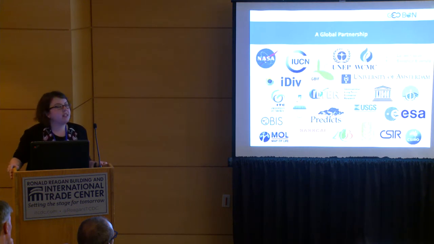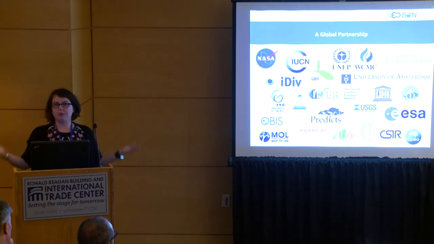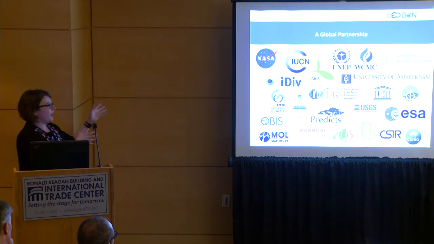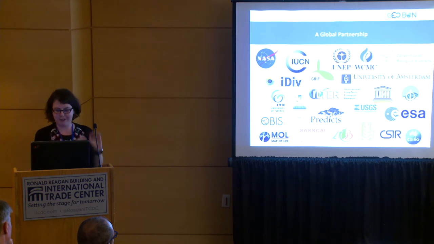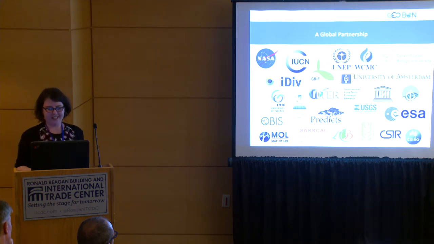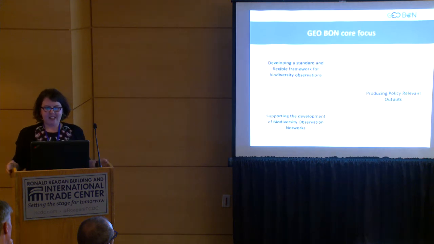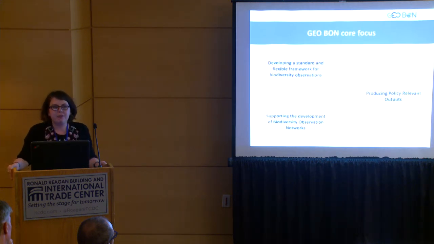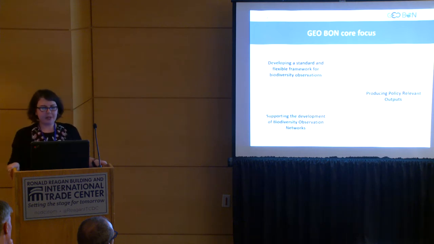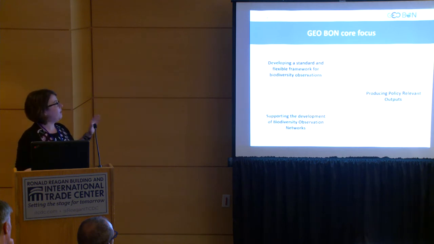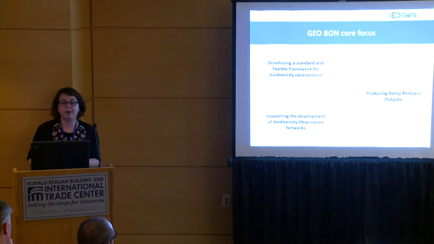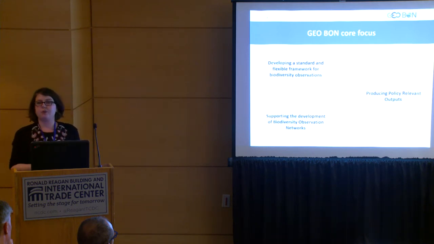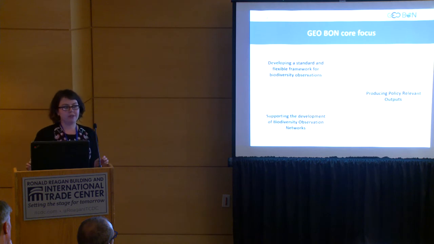Our secretariat is based in Leipzig in Germany, but we are a global partnership. And we actually have too many partners, and I couldn't fit all of them on the slide, so I apologize if your logo is missing from here. But that gives you an idea of our network. And this summer, we adopted our new implementation plan for the 2017-2020 time period. And we build our activities around two key components. On the one hand, the development of a standard and flexible framework for biodiversity observations. And on the other hand, the support of the development of biodiversity observation networks. And both of those key components aim at producing policy-relevant outputs.